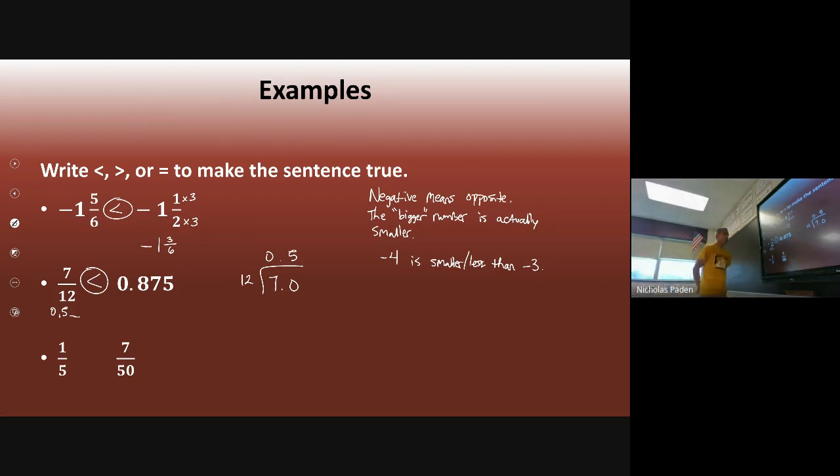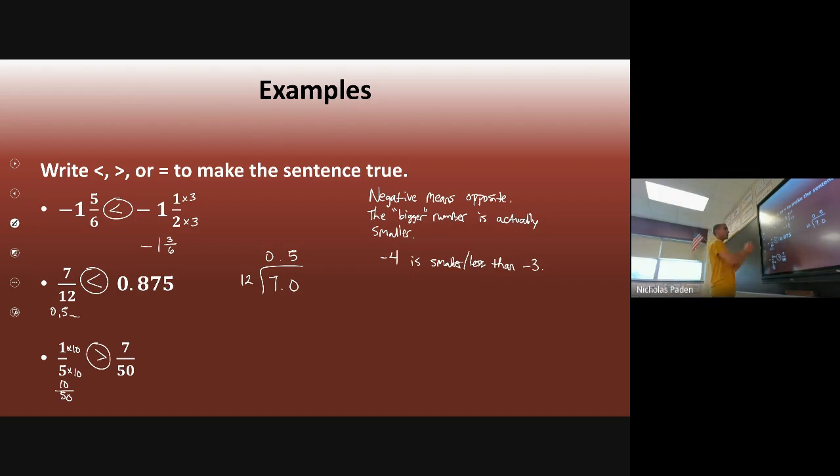Okay, and then for 1/5 and 7/50, I would get a common denominator for this one. And the easiest one to do is 50. So 5 times 10 and 1 times 10. So 1/5 is 10 over 50 or 7 over 50. Well, 10 is greater than 7. So that would be our answer. Greater than points towards this 1/5 or the 10 over 50.